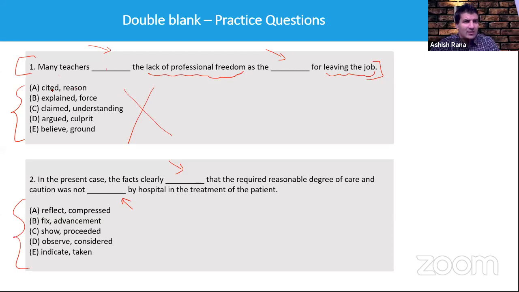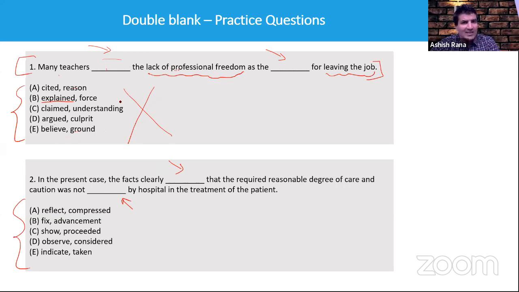Many teachers cited, okay, many teachers explained the lack of reason. This may be an option, but can you say many teachers explained the lack of professional freedom as the reason? You explain some concept to something, but here you are just saying this is the reason why I am leaving. Many teachers claimed, many teachers argued, okay? Many teachers believe the lack of freedom as the ground for leaving the job. If you really are a native English speaker, you will get this understanding. If you read also, you'll get an understanding.